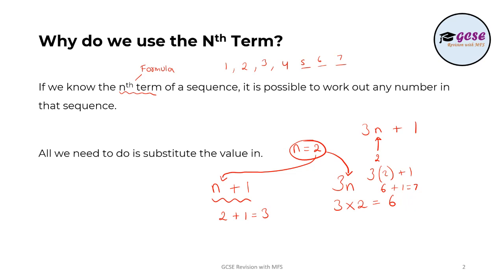Now, when we're working out the nth term, the n stands for something. N is for number. It's called the nth term. The n is the number.